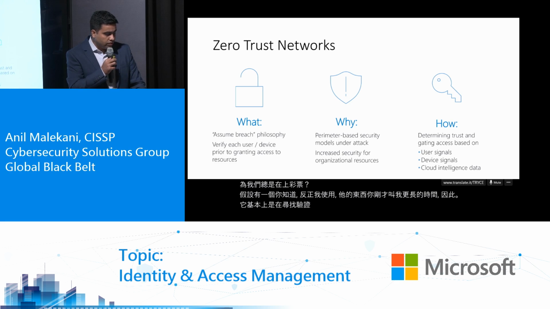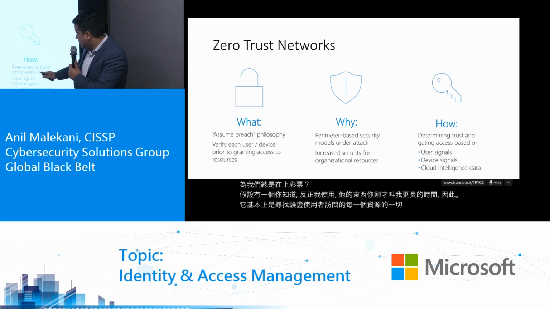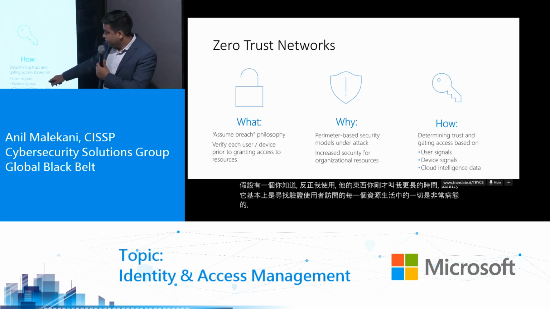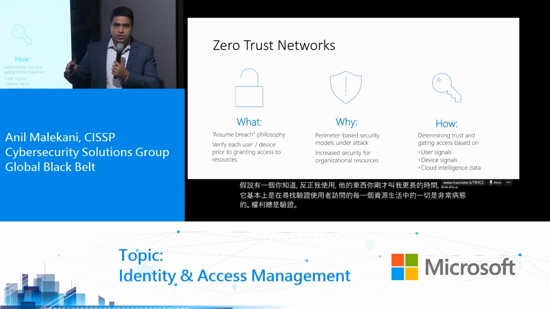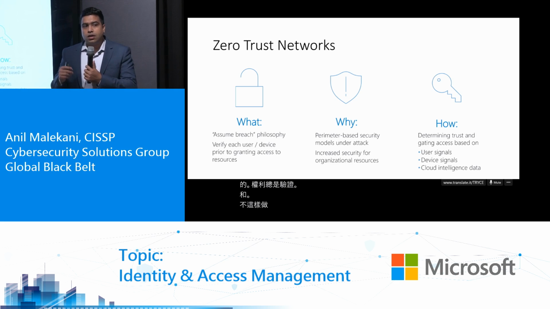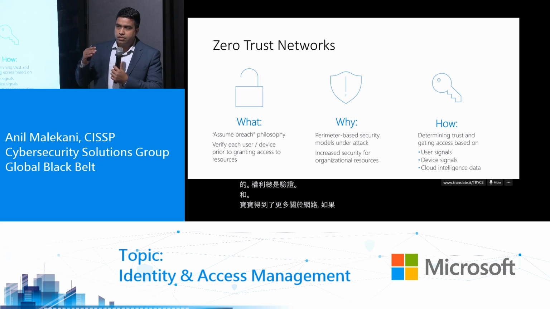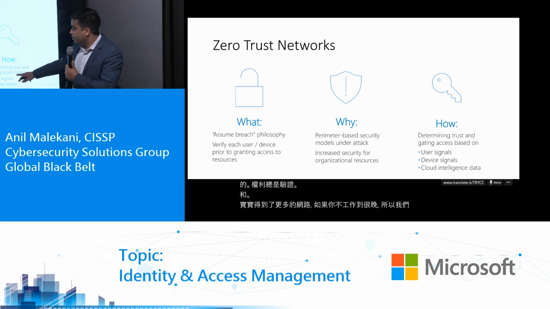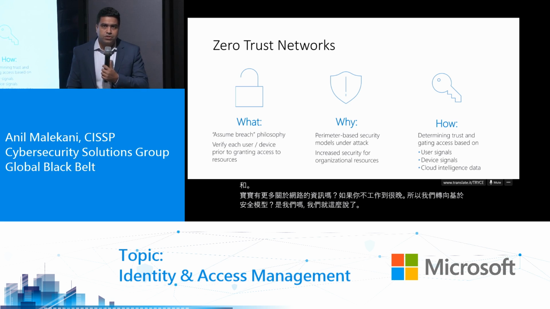And how do we really achieve this? It's basically determining trust and granting access based on user signals, device signals, and cloud intelligence data. User signals are when we consider who is the person trying to access the device, what group he belongs to, and whether this user poses any risk to the organization. Does he have his credentials compromised already, or is there any suspicious behavior on the part of this user?